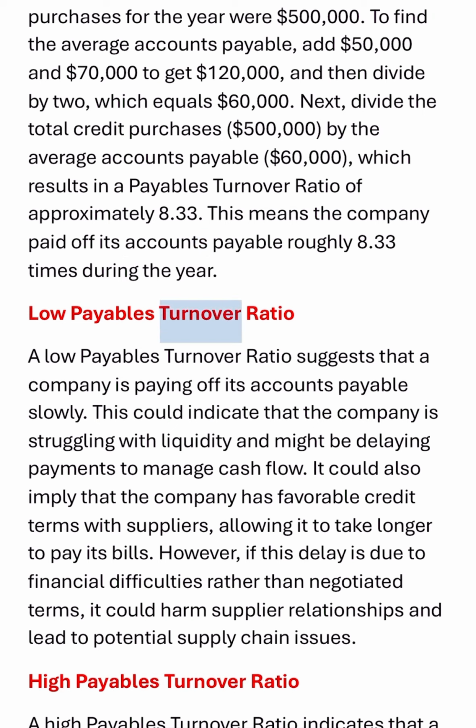Low payables turnover ratio. A low payables turnover ratio suggests that a company is paying off its accounts payable slowly. This could indicate that the company is struggling with liquidity and might be delaying payments to manage cash flow. It could also imply that the company has favorable credit terms with suppliers, allowing it to take longer to pay its bills. However, if this delay is due to financial difficulties rather than negotiated terms, it could harm supplier relationships and lead to potential supply chain issues.